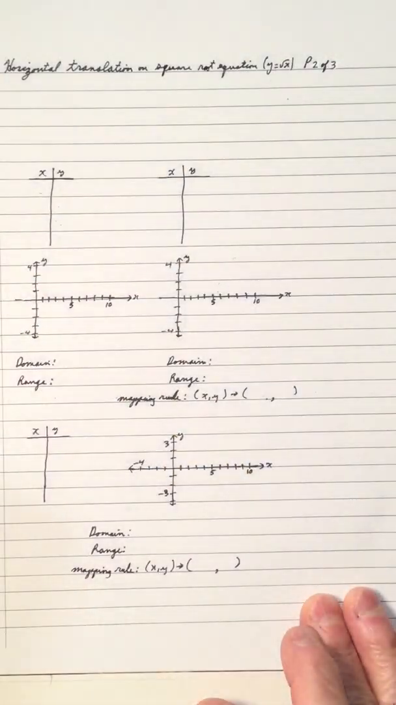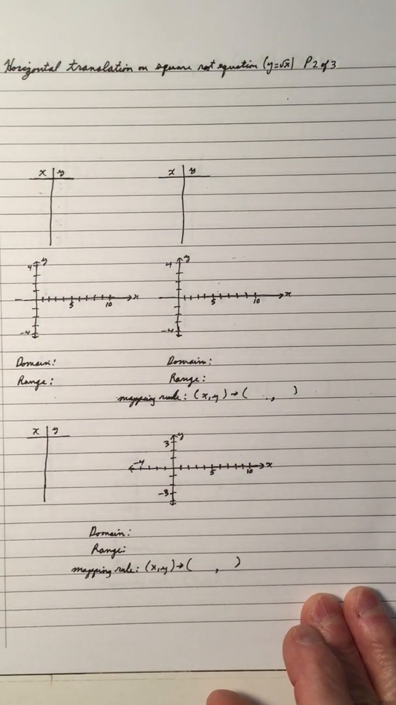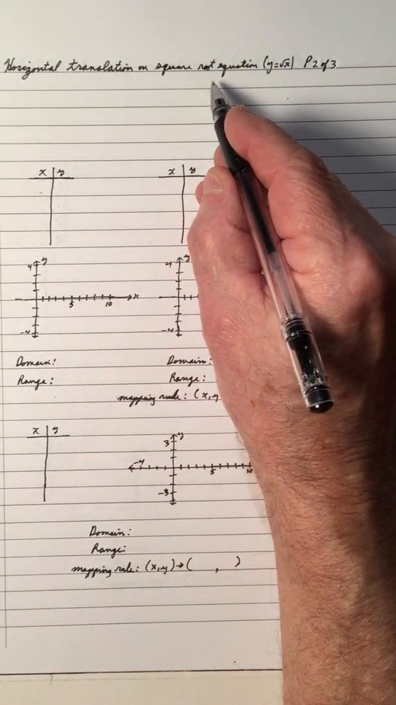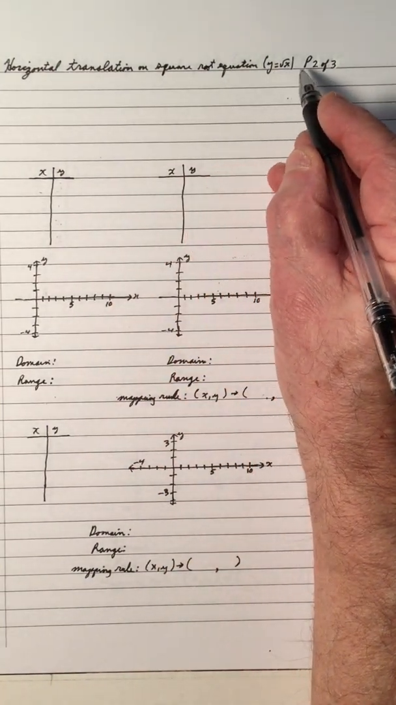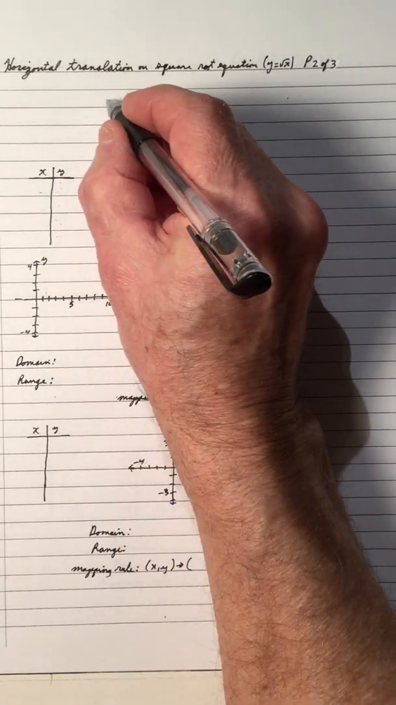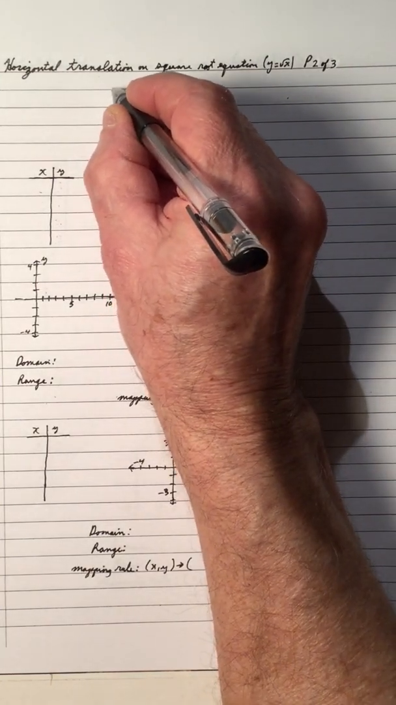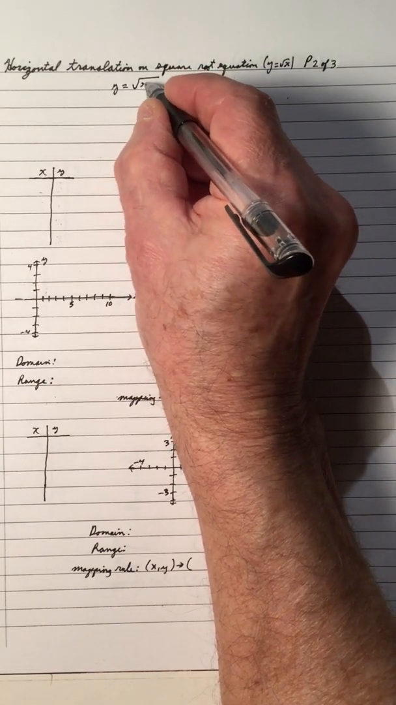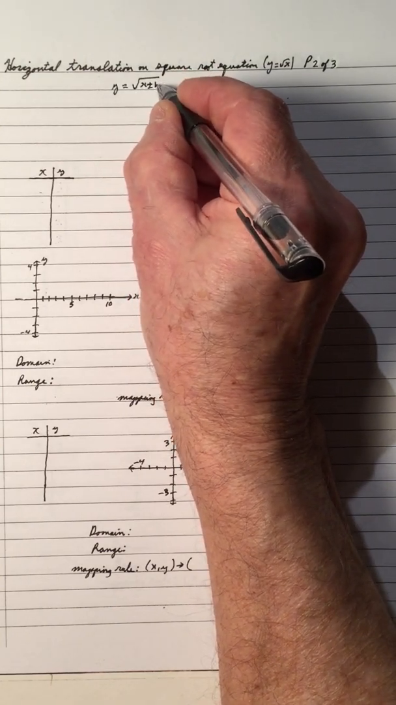Hi, welcome to transformations of a horizontal and vertical translation and y equals root x. So that's the horizontal and vertical translations on the square root function. Horizontal translations on the square root equation y equals root x. And the equation is y equals the square root of x plus or minus h.